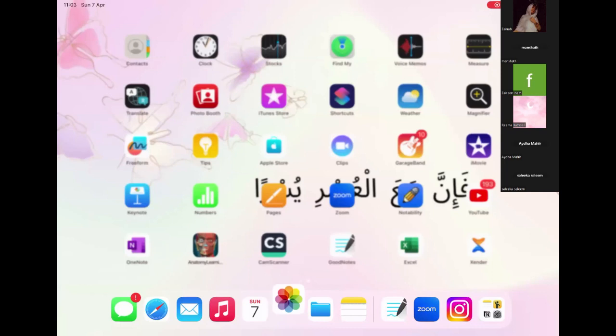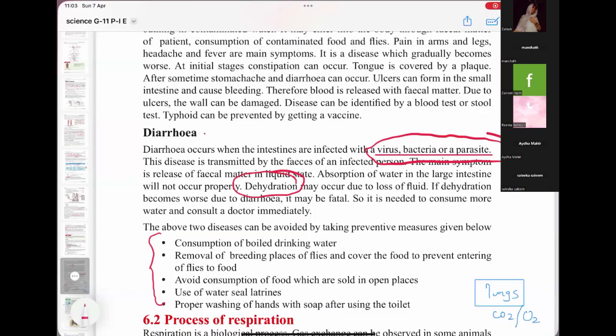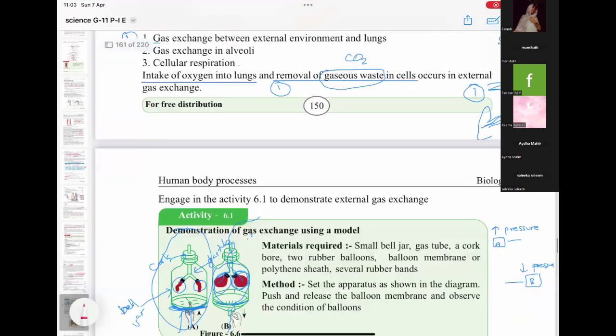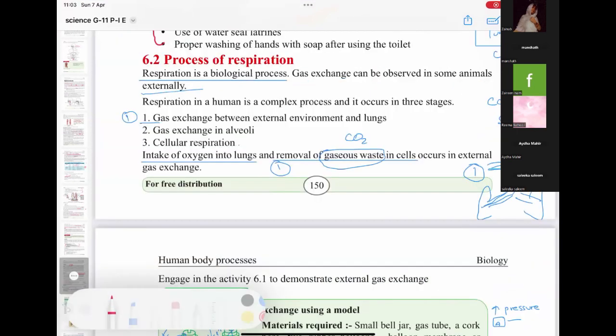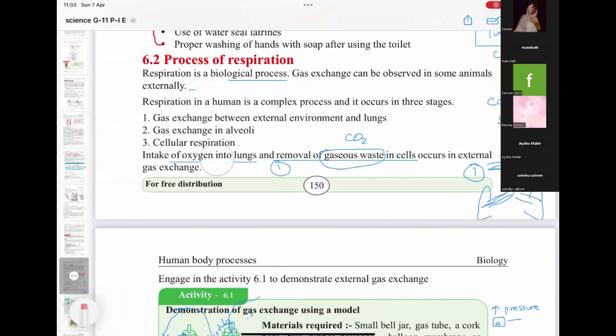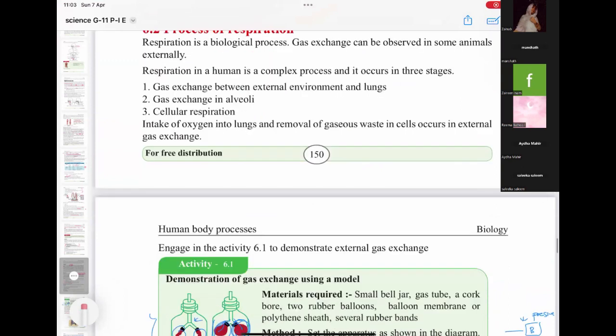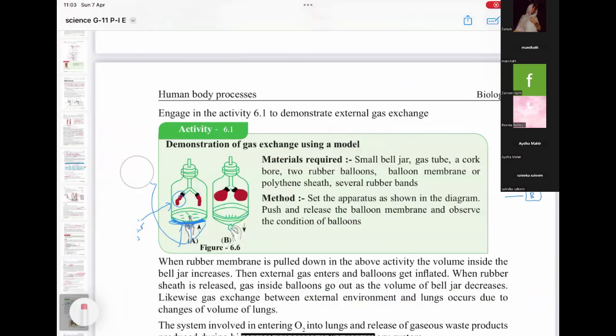So I hope you got a good understanding of digestion. Now let's move to respiration. Respiration is not as interesting as digestion. Digestion is really interesting, but I feel respiration is not that interesting. But it is a biological process: we take oxygen inside and we release carbon dioxide out.